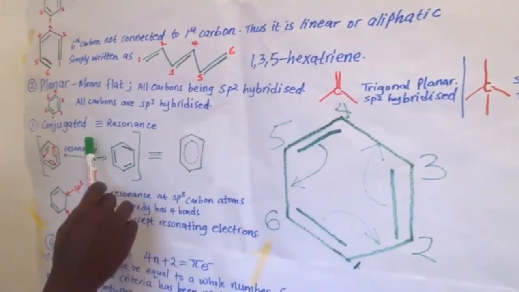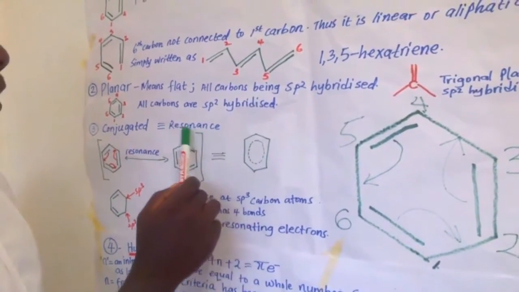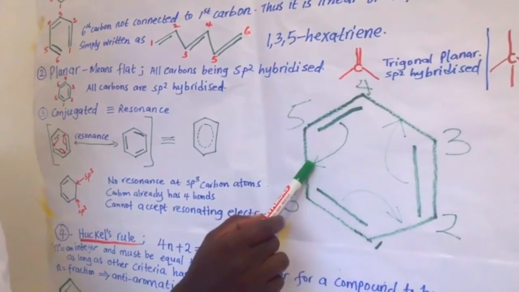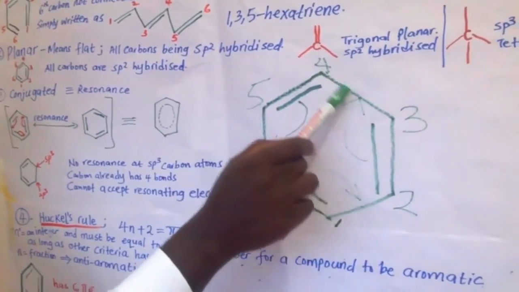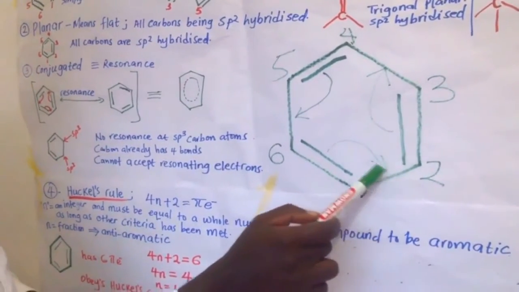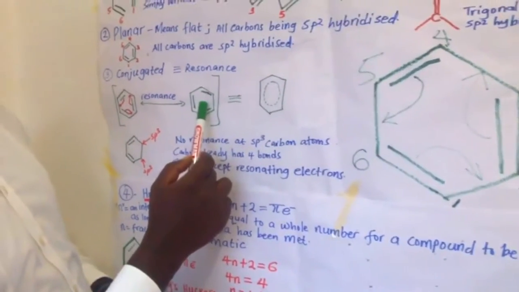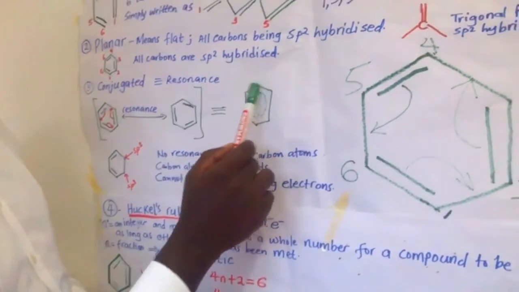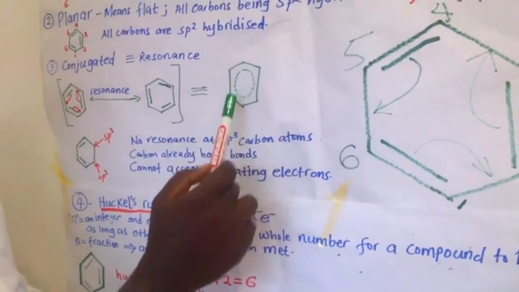Then our third condition is being conjugated, or resonance. Still looking at our benzene ring, this bond can alternate and move to this position. This one can move to this position. This can also alternate and go to this position. So you find that the benzene ring has alternating single and double bonds. When these bonds alternate, we come up with a structure like this one here. Or we can write our benzene ring like this, with a ring of delocalized electrons.